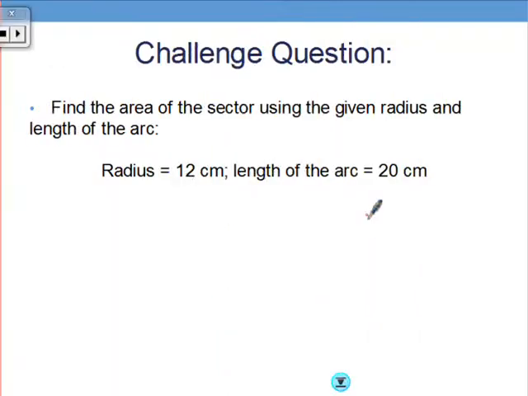Let's take a look at the last question. Find the area of the sector using the given radius and the length of the arc. So this is a little bit harder. We're given the arc length. Okay. So we have, let's draw this.